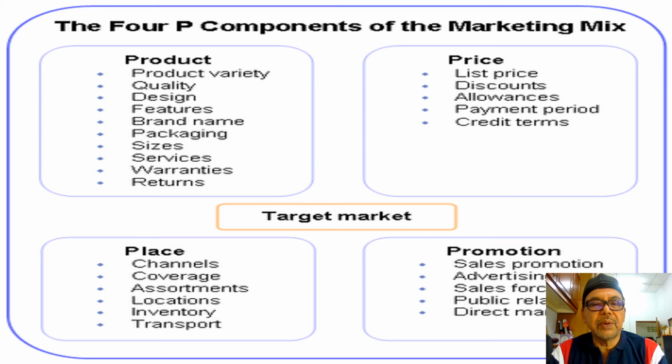Place means where you want to sell. Big city, small city: big city, different product; small city, different product. For example, Perodua, can they sell their Perodua in Kuala Lumpur? In the big city, nobody will buy. They will sell outside the big city. Why? Cars like Mercedes, BMW, can they sell outside the city? No, nobody will buy. They will sell in the big city. So the target market is the big city.